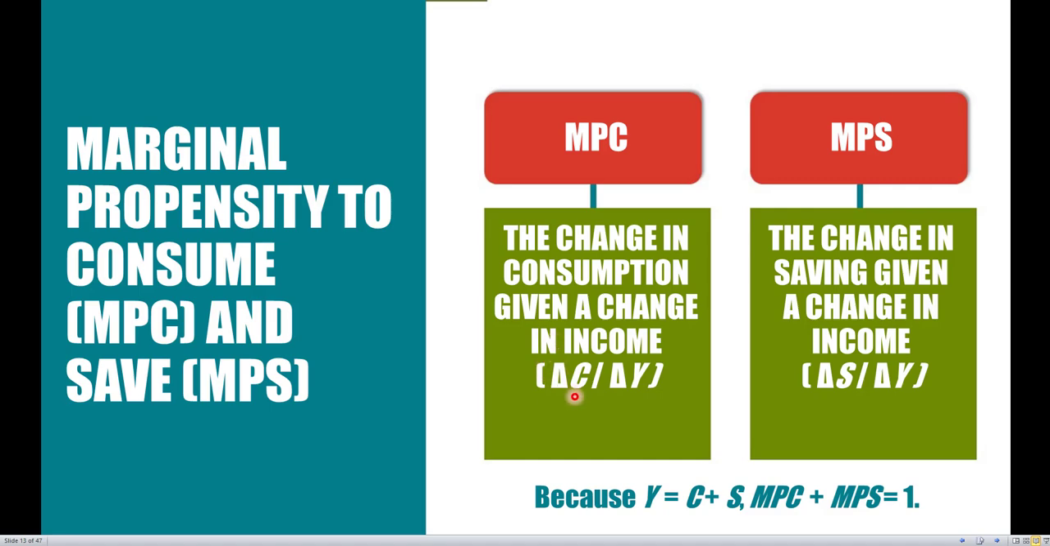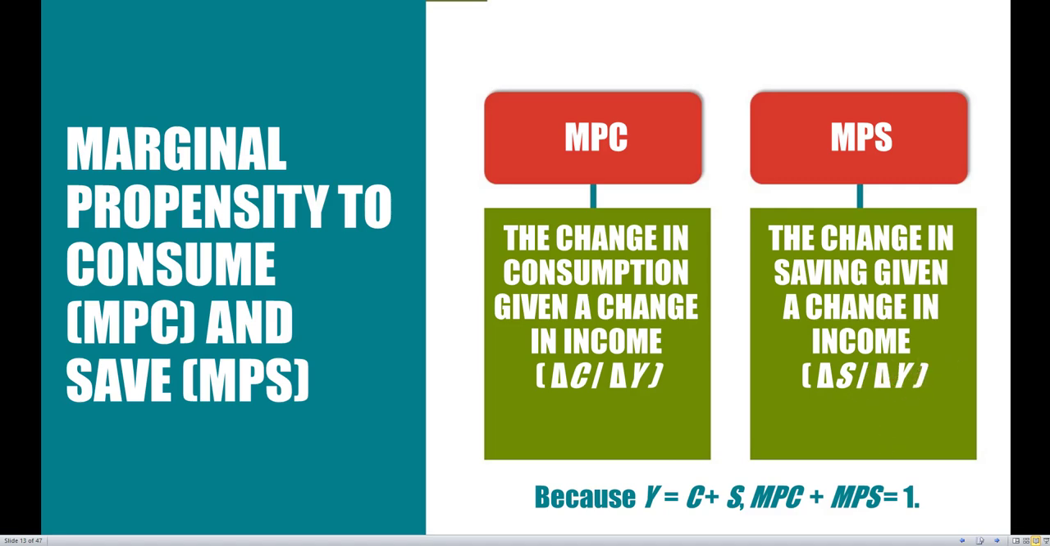So these triangles right here are just the Greek symbol for delta, and this just means change in economics or in mathematics. It just tells us that we're going to be taking some type of difference. So change in consumption divided by the change in income. Marginal propensity to save, on the other hand, is the change in savings given a change in income. Change in S divided by change in Y.